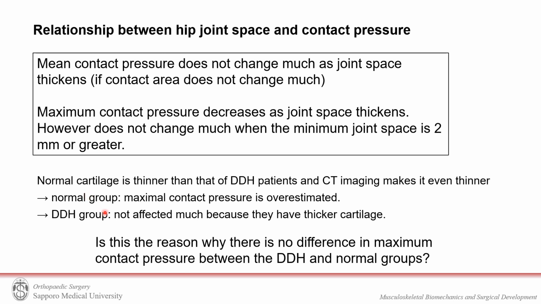Normal cartilage is thinner than in DDH patients, and CT imaging makes it even thinner. It means that the normal group shows overestimated maximal contact pressure, and the DDH group is not affected much because they have thicker cartilage. Is this the reason why there is no difference in maximum contact pressure between DDH and normal groups?